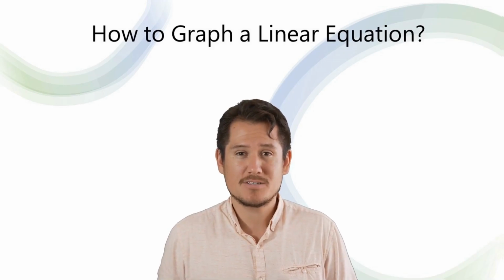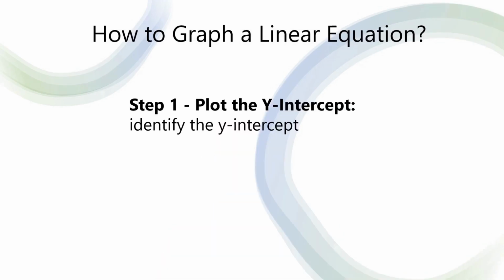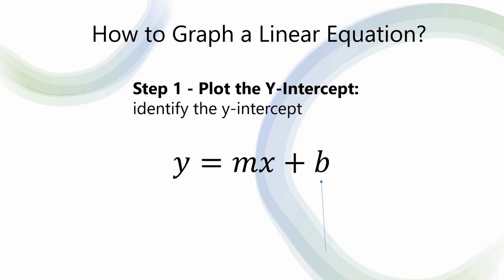Now let's go through the steps of graphing a linear equation. Step 1. Plot the y-intercept. To start, identify the y-intercept, which is the point where the line crosses the y-axis. In the equation y equals mx plus b, the value of b gives us the y-intercept.